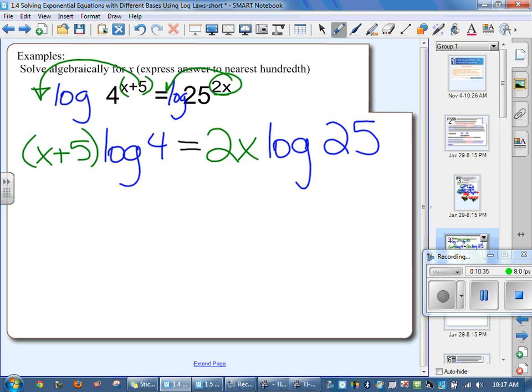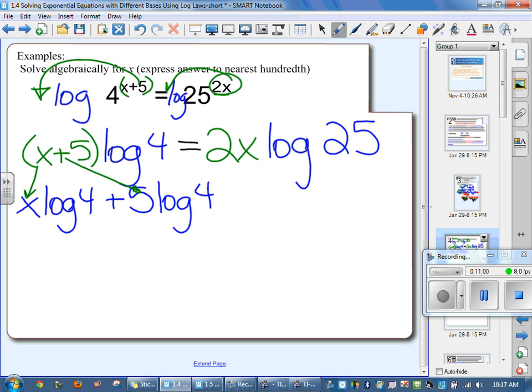Now the next step is going to be to split the left-hand side. I've got a bracket and two things in there. I have to split that. So I want x by itself in front of log. Okay, so this guy's going to split. So I'm going to have x in front of log 4 plus 5 in front of log 4. That's where my x and my 5 have come from. Okay, I've split my log. They both get log 4 here. Okay, that's all equal to the right-hand side, which is 2x log 25.